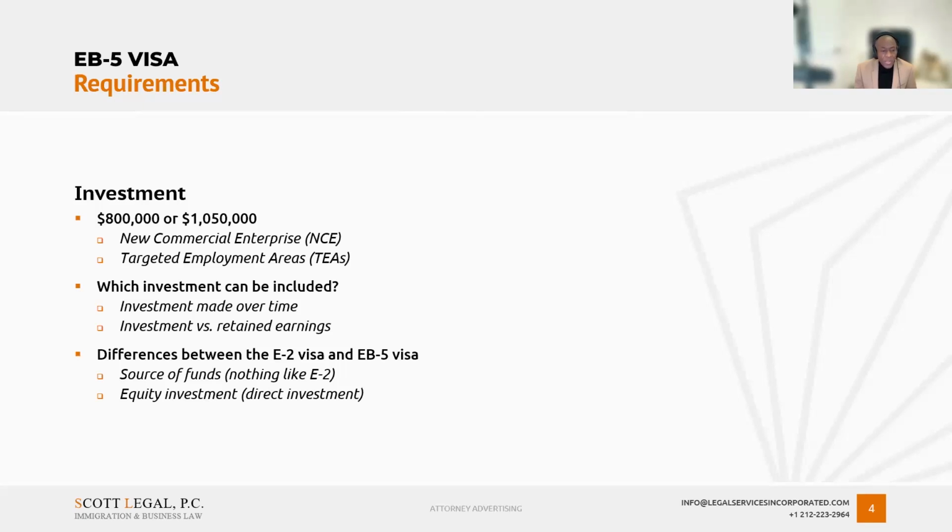And we're going to talk about why this is important in particular for individuals that were born in China and India, why actually meeting the $800,000 threshold is very, very important, because if not, there are going to be very, very long waits for the green card, but we're going to come to that in a second.